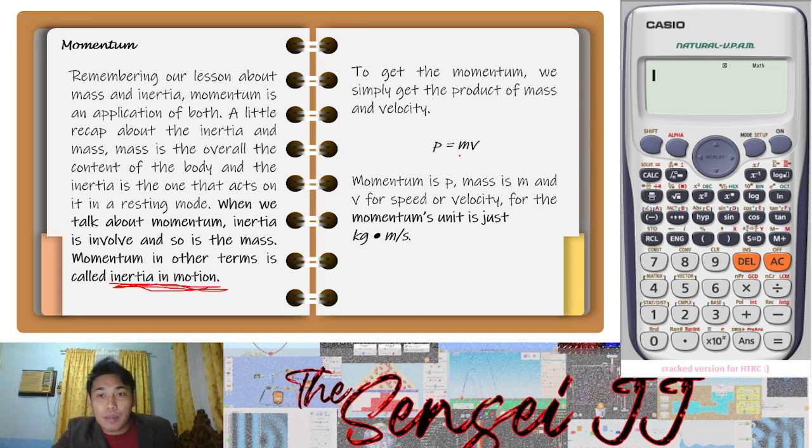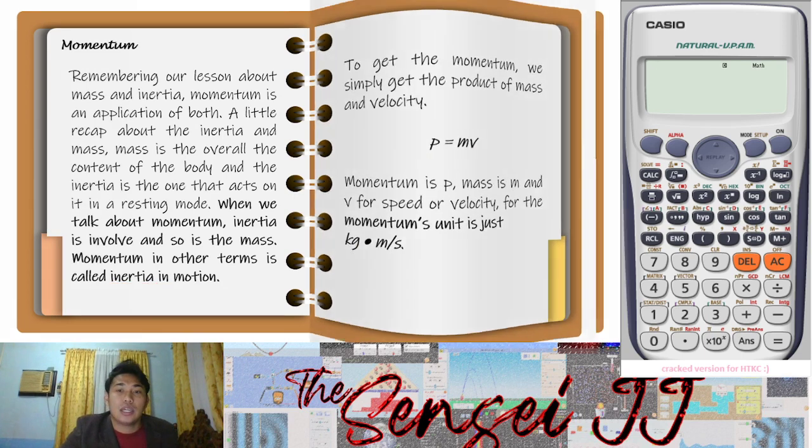So multiplying mass and velocity, we will be having a unit of kilogram meter per second. Okay, so it is just kilogram meter per second. So that is the unit of our momentum. So remember this formula, p equals mv.